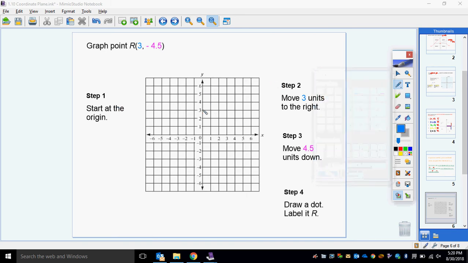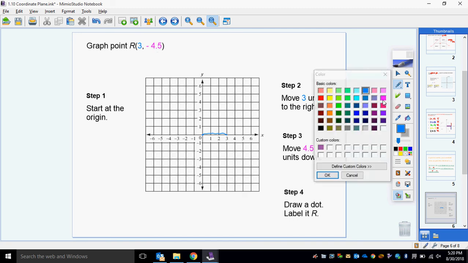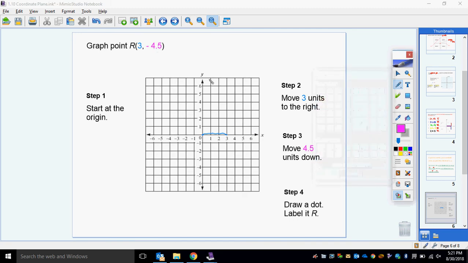So step 1, we want to start at the origin. So find (0, 0). And 3 tells me the x value. So it's a positive number, so I need to go right because x runs left and right. Positive numbers are over here. So I'm going to go 1, 2, 3. And now I'm over here. But I also have to follow the y-coordinate. So the y-coordinate says negative 4.5.